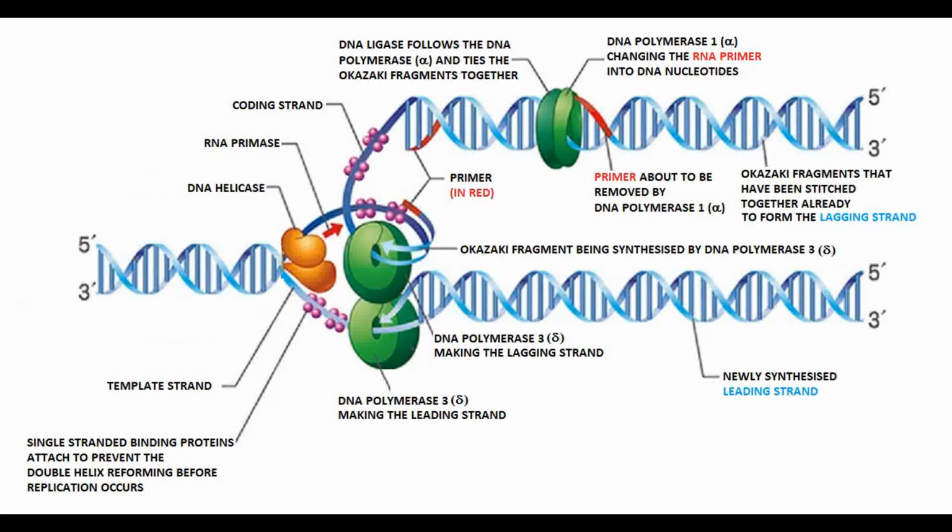DNA polymerase II, also known as DNA polymerase beta, proofreads the DNA to check for errors and repairs it if a mistake is made.